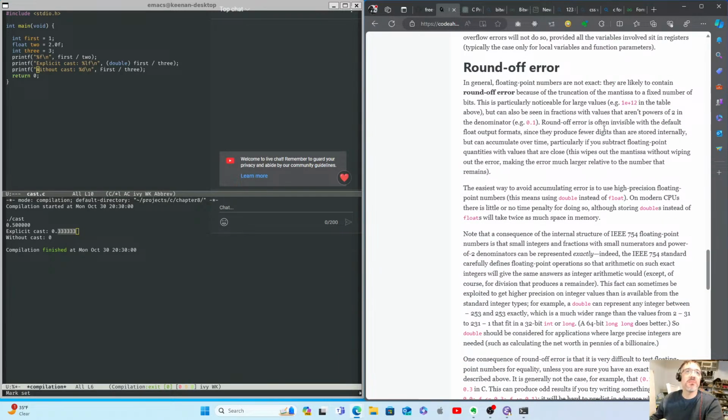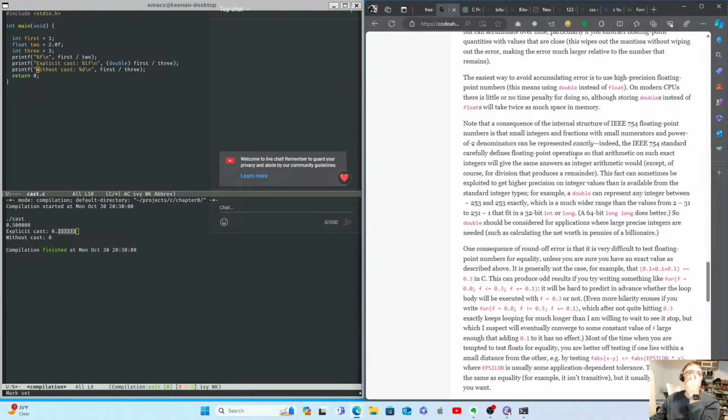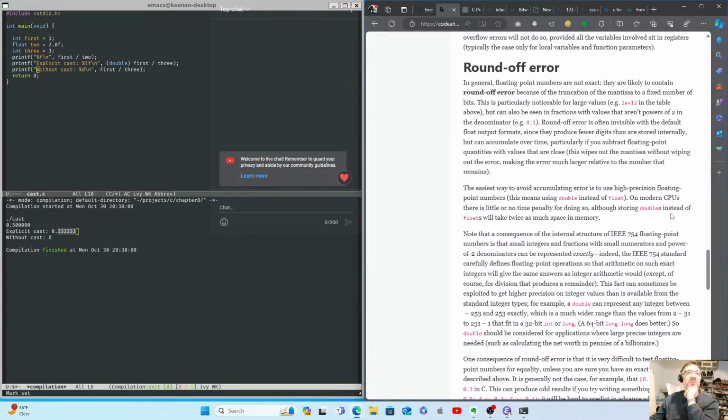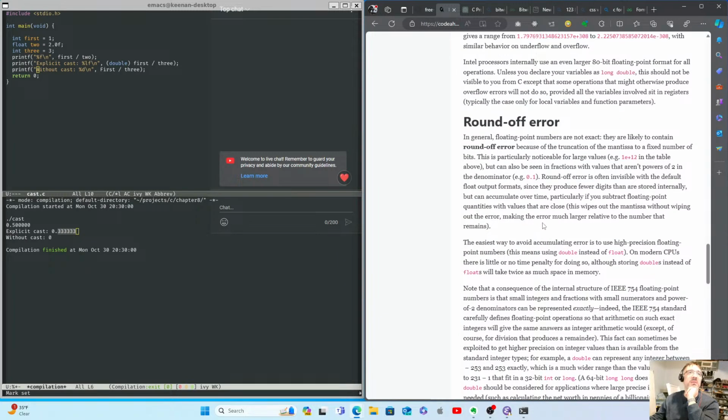Round-off error is often invisible with the default float output format, since they produce fewer digits than are stored internally, but can accumulate over time, particularly if you subtract floating point quantities with values that are close. This wipes out the mantissa without wiping out the error, making the error much larger relative to the number that remains. The easiest way to avoid accumulating error is to use high precision floating point numbers. This means using double instead of float. On modern CPUs, there is little to no time penalty for doing so, although storing doubles instead of floats will take twice as much space in memory.